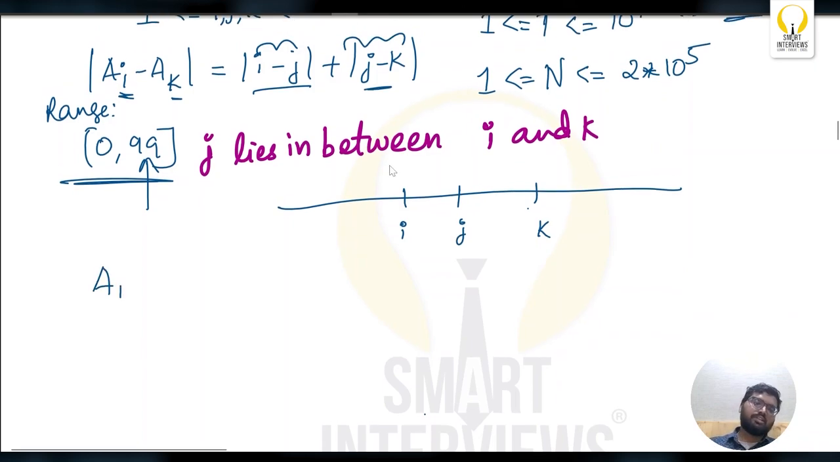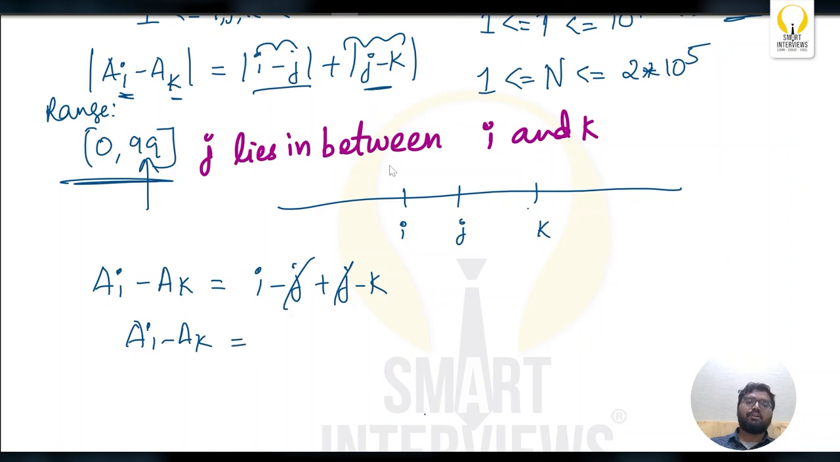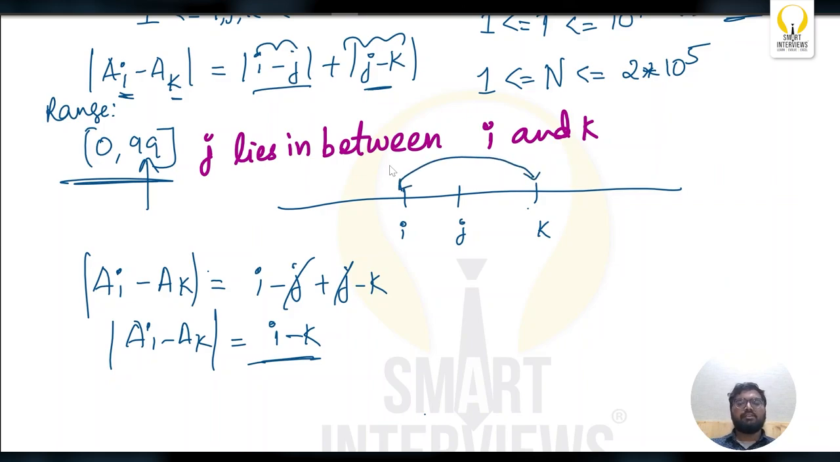if you try to open this equation, it will be |i minus j|, and this is also greater. So what happens here? j minus k is also greater. So we can just open this modulus as it is. If you do that, what will be your |a[i] minus a[j]| plus |a[j] minus a[k]|? It will be a[i] minus a[k], so it will be simply i minus k.